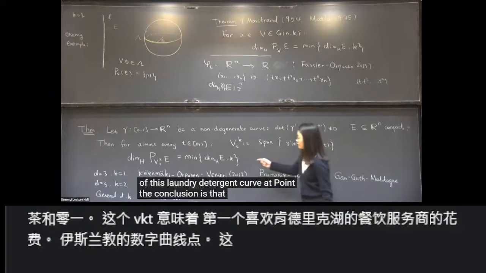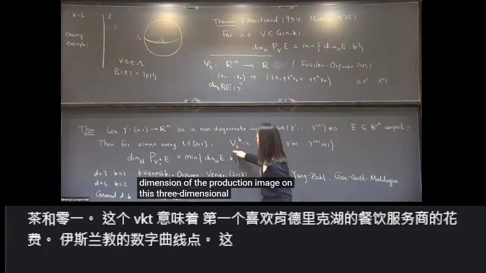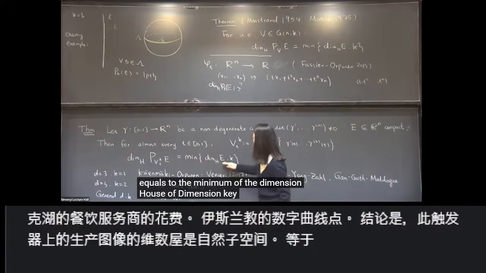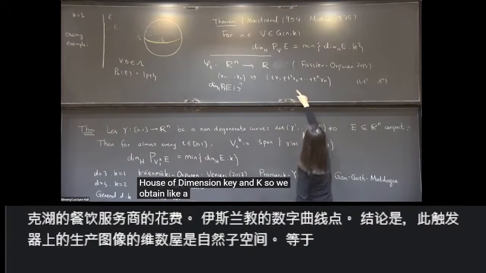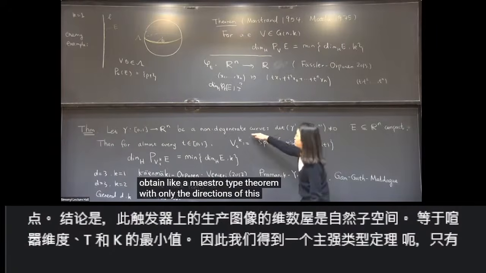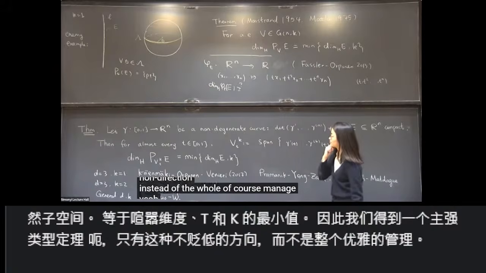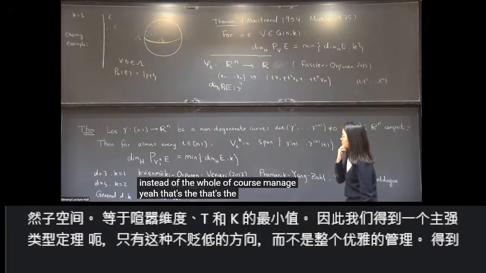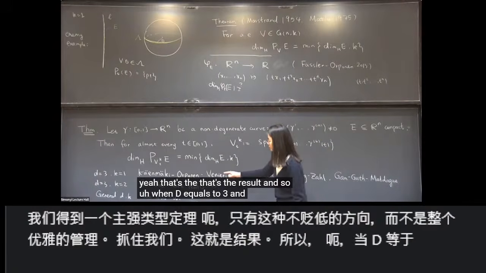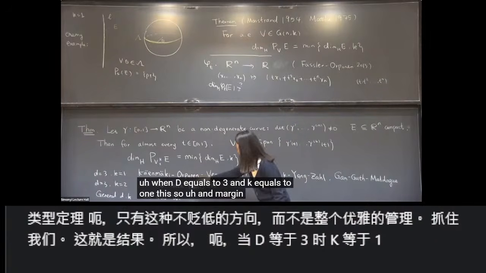The conclusion is that the Hausdorff dimension of the projection image on this K-dimensional subspace equals the minimum of the Hausdorff dimension of E and K. So we obtain a Marstrand-type theorem with only the directions on this non-degenerate curve, instead of the whole Grassmannian. Yeah, that's the result.